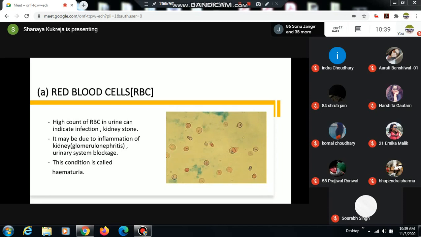This can also be seen in infection of the bladder, inflammation of the bladder, and kidney stones. When they break loose and pass through the urinary tract, they can cause blood to come in urine.